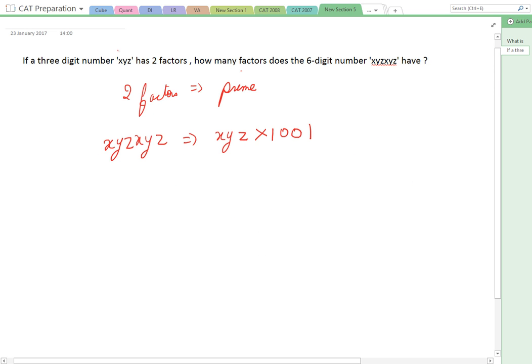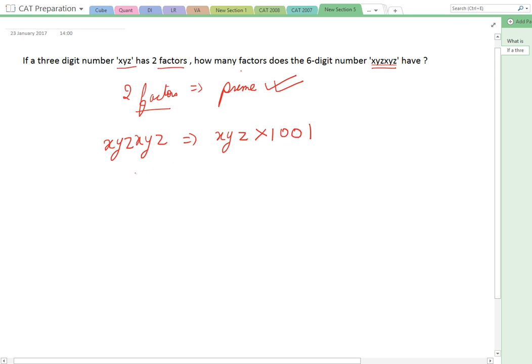This is a good question. It touches on a lot of stuff which we have studied in the basics. In the question, what we have been given is that the number xyz has 2 factors. And then we are asked how many factors does the 6-digit number xyzxyz have. What we need to notice first is that if a number has 2 factors, it is a prime number. Because the only 2 factors will be the number itself and 1.